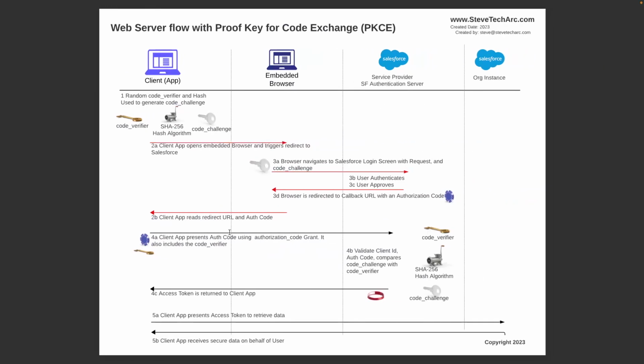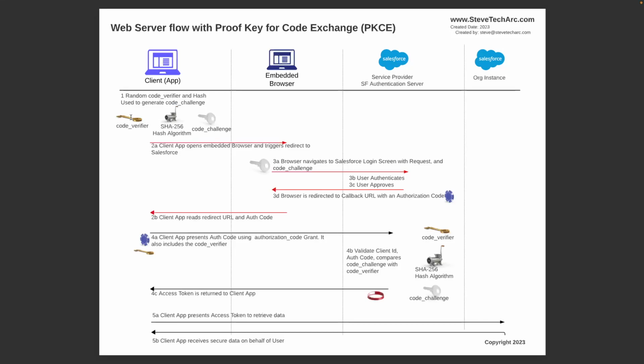And what we have is web server flow with proof key for code exchange. A key element of this flow is the following. The client starts with a random number, and we're going to call this first gold key right here the code verifier. So it's random, never existed before, one-time use.